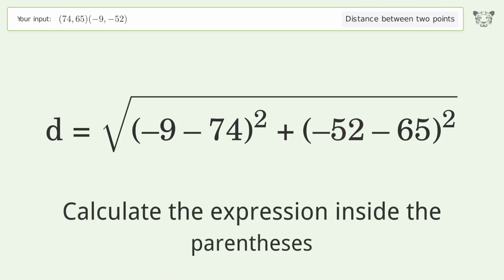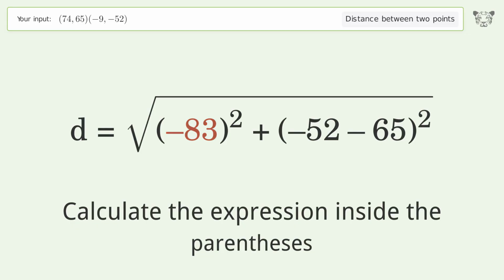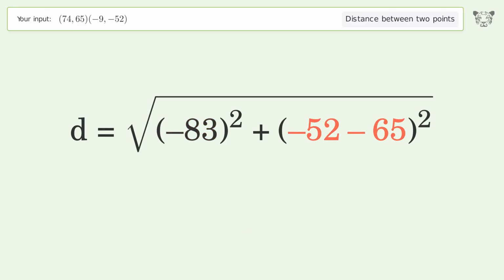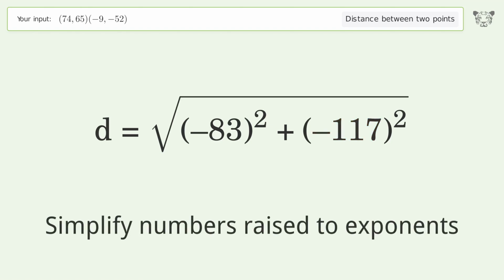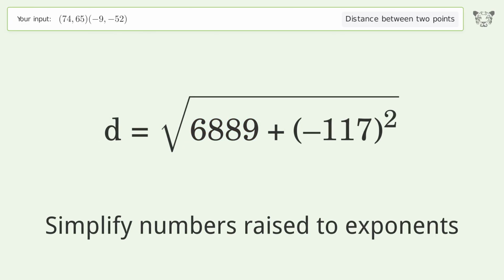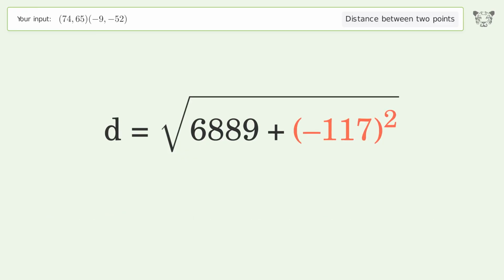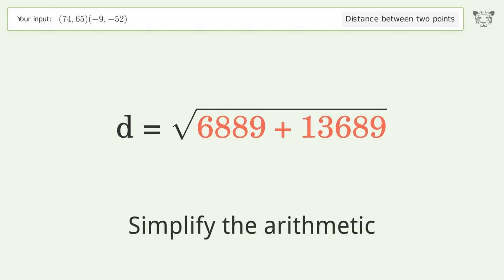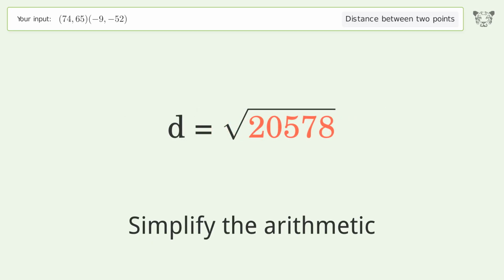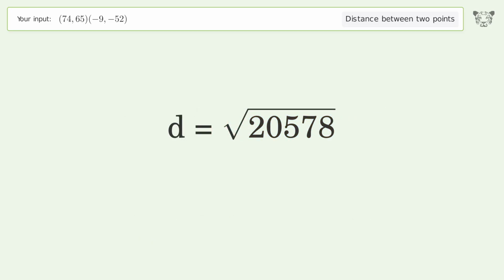Calculate the expression inside the parentheses. Simplify numbers raised to exponents. Simplify the arithmetic. And so the distance between the 2 points is the square root of 20,578, or 143.45.